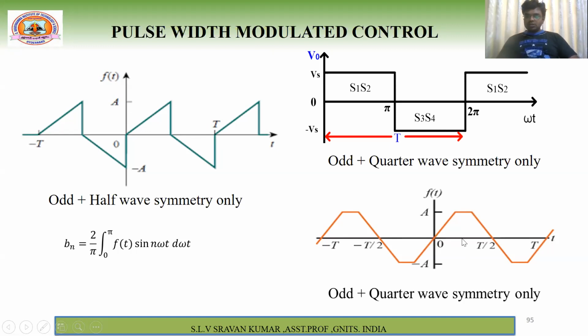Now again, one more waveform. See this one. If you take exactly this one, this is theta means this is 0. So for example, if you take theta here, whatever the magnitude is over here, here also you are getting the same magnitude. Therefore, at this instant, if you take theta here, 90 minus theta is the same, as well as 90 plus theta is also the same. Then you can go for odd plus quarter wave symmetry. That is nothing but Bn is equal to 4 by pi integral 0 to pi by 2 f of t sine n omega t.